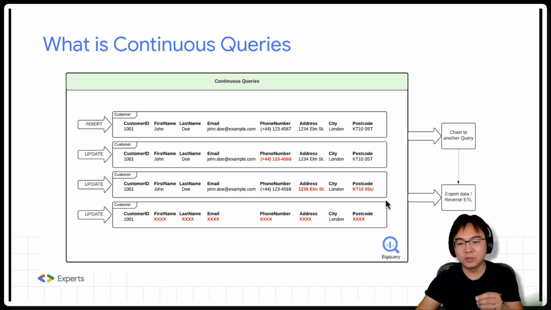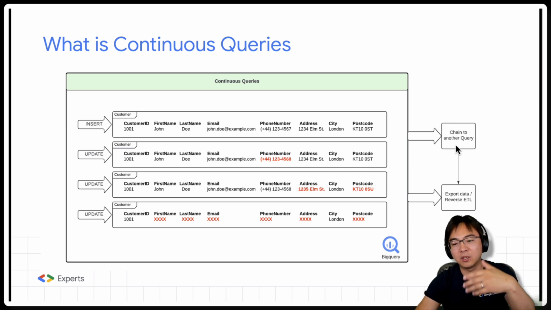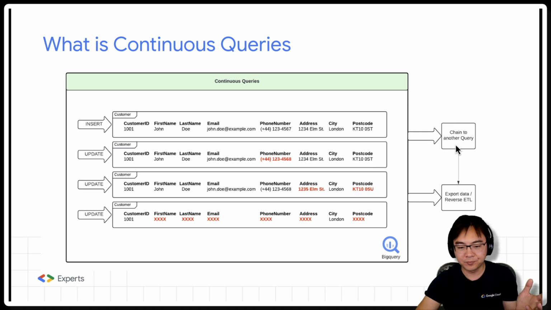Then what you can do is 2 separate things, right? You can write it to another table. So every time this happens, you can write those changes to another table. Then your data can be inserted into a downstream table, and you can chain it with another query that can either be a continuous query or a normal query, right?